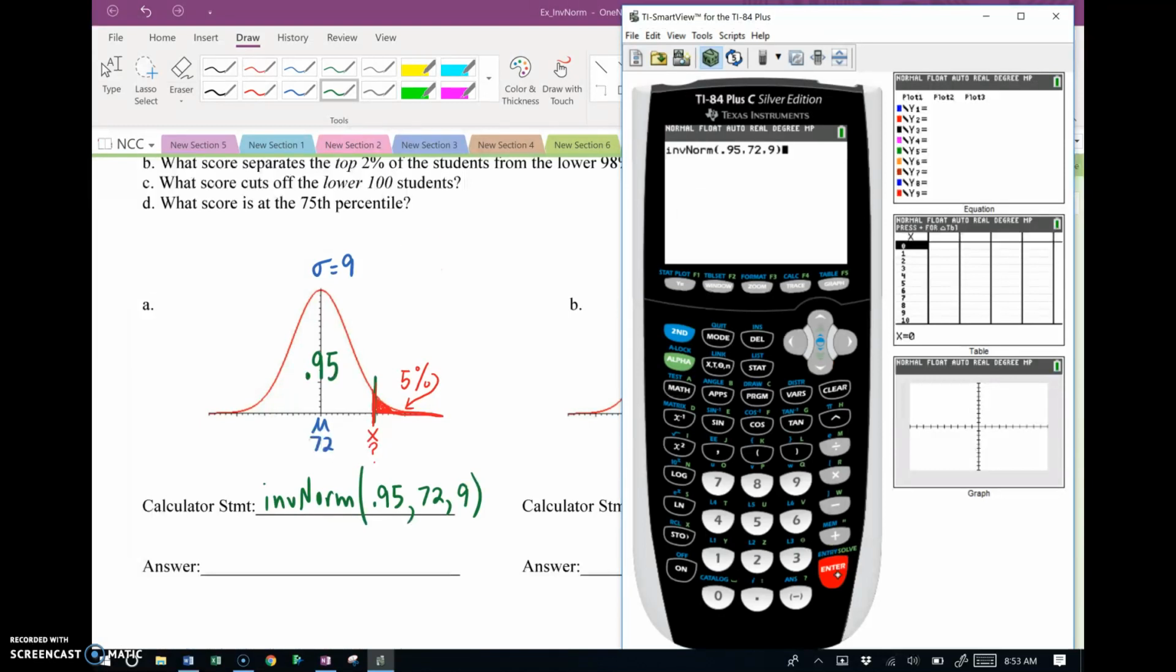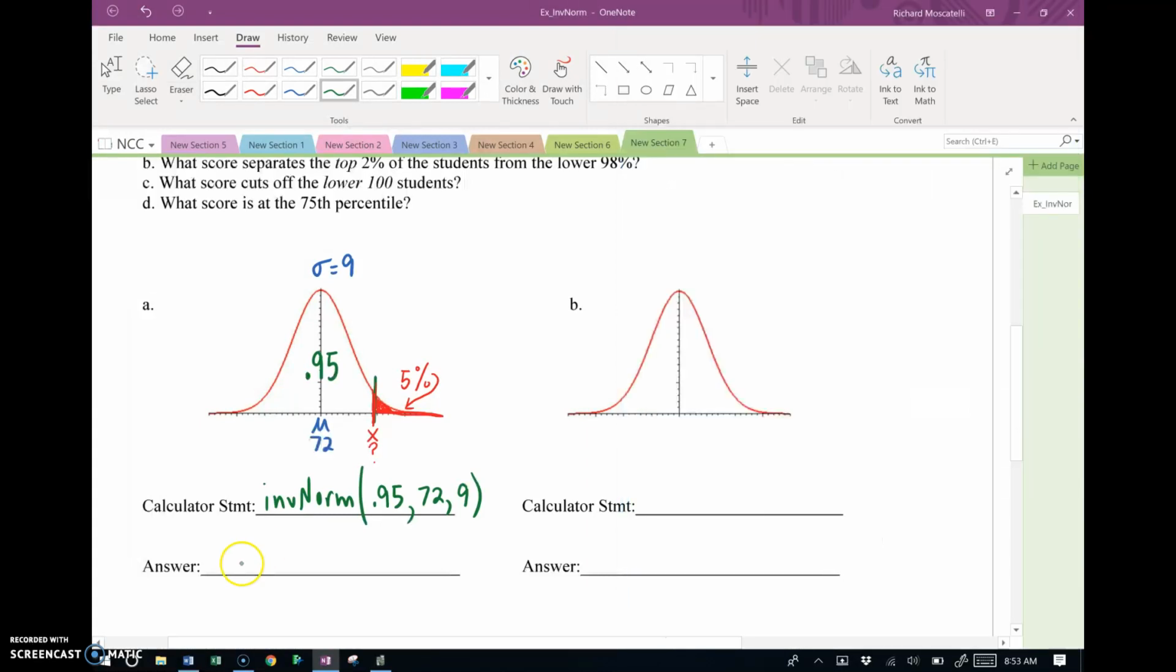All right, so when you paste it, it looks like the old-fashioned TI-83 output, and then it does that backwards lookup for me. All right, so let's round that. Call that about 86.8, which makes sense. We knew it was bigger than 72.